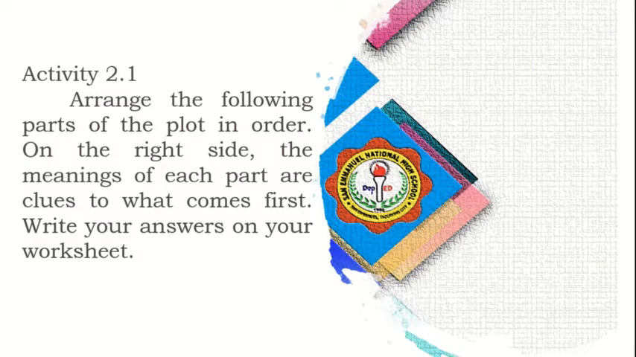Let's have our activity 2.1. You are to arrange the following parts of the plot in order. On the right side, the meanings of each part are clues to what comes first. Write your answers on your worksheet.